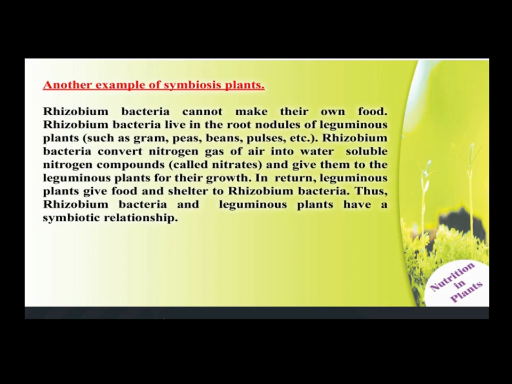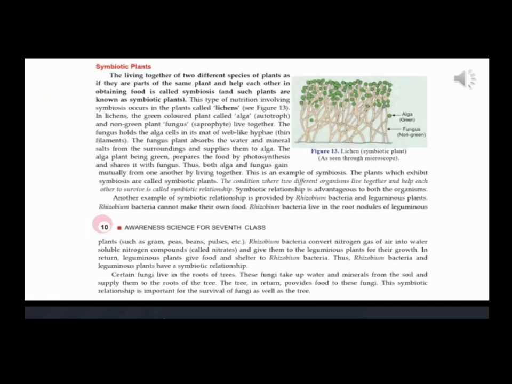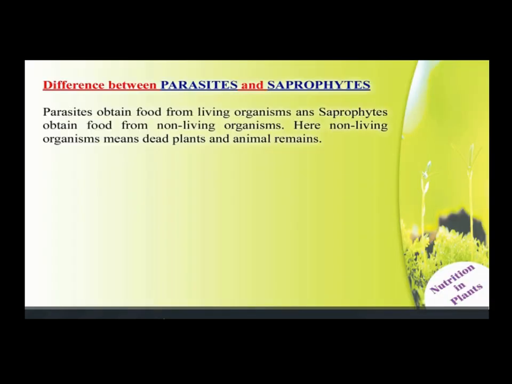Okay, children? So, in this way, we have completed the next most important topic, that is other modes of nutrition in plants. Dear students, before we conclude the topic, let me tell you one thing. While I was describing the difference between the saprophytes and parasites, I said that parasites obtain food from living organisms and saprophytes obtain food from non-living organisms. Students, here by non-living organisms I meant dead plants and animal remains.